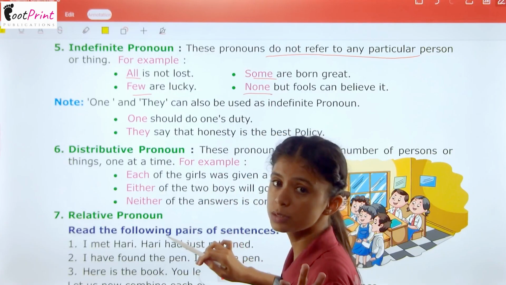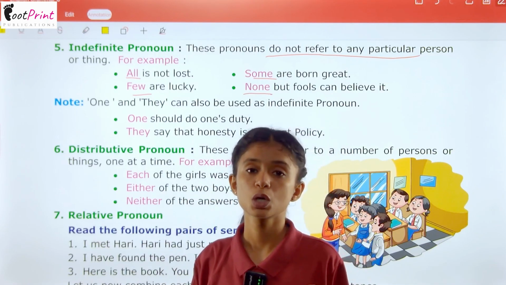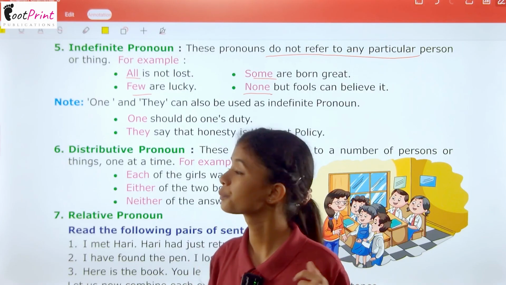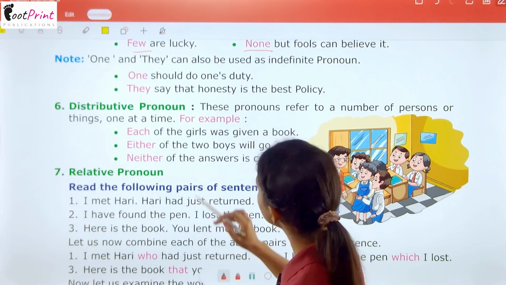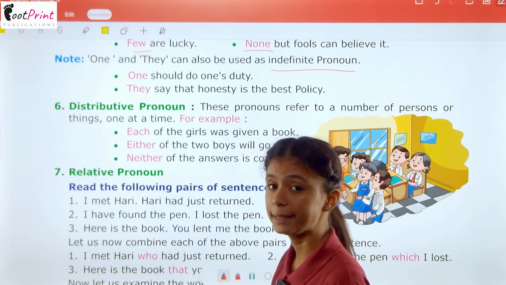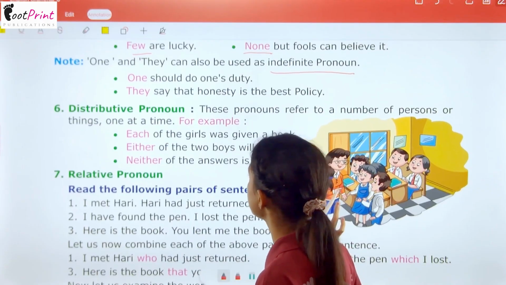None but fools can believe it. So we are not pointing towards any specific person, and yet we are using pronouns. Note that "one" and "they" can also be used as indefinite pronouns. So we can use one and they in this category as well.